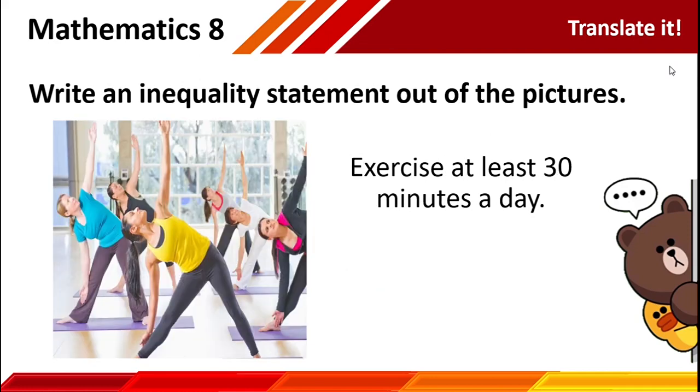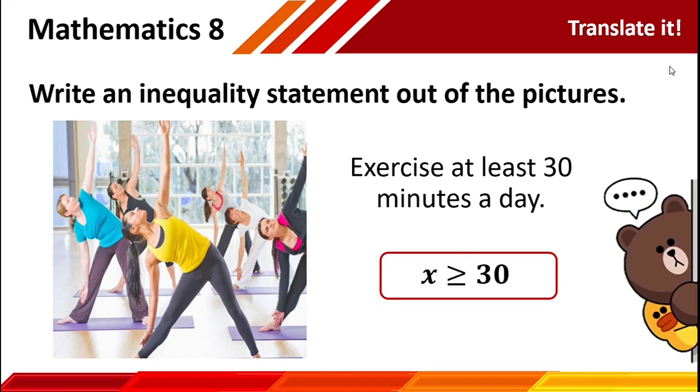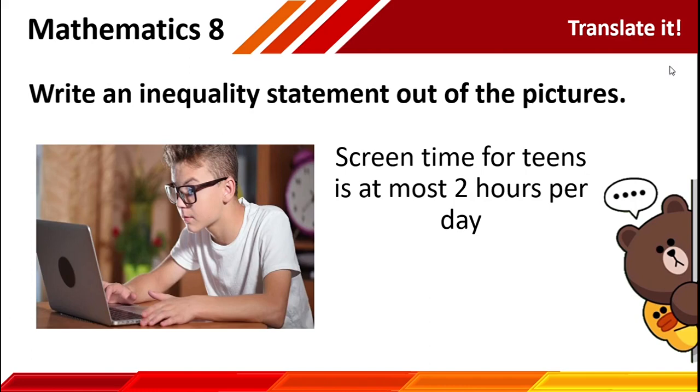Exercise at least 30 minutes a day can be written as x is greater than or equal to 30, meaning you can exercise beyond 30 minutes or at a minimum of 30 minutes. Lastly, screen time for teens is at most 2 hours per day. It can be written as x is less than or equal to 2, meaning the maximum number of hours of screen time per teenager is 2 hours only per day. This is the reason why you only have 2 synchronous sessions every day.